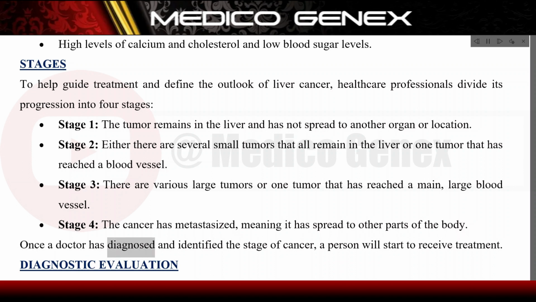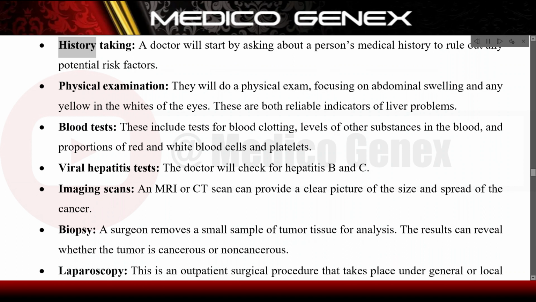Once a doctor has diagnosed and identified the stage of cancer, a person will start to receive treatment. Diagnostic evaluation. History taking. A doctor will start by asking about a person's medical history to rule out any potential risk factors. Physical examination. They will do a physical exam, focusing on abdominal swelling and any yellow in the whites of the eyes. These are both reliable indicators of liver problems.